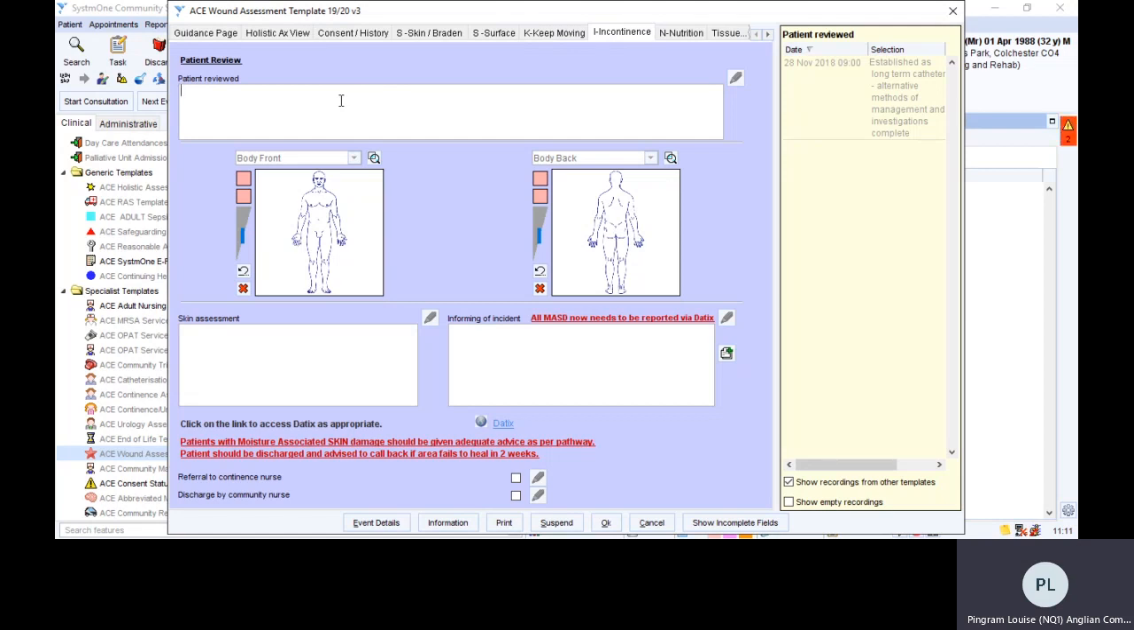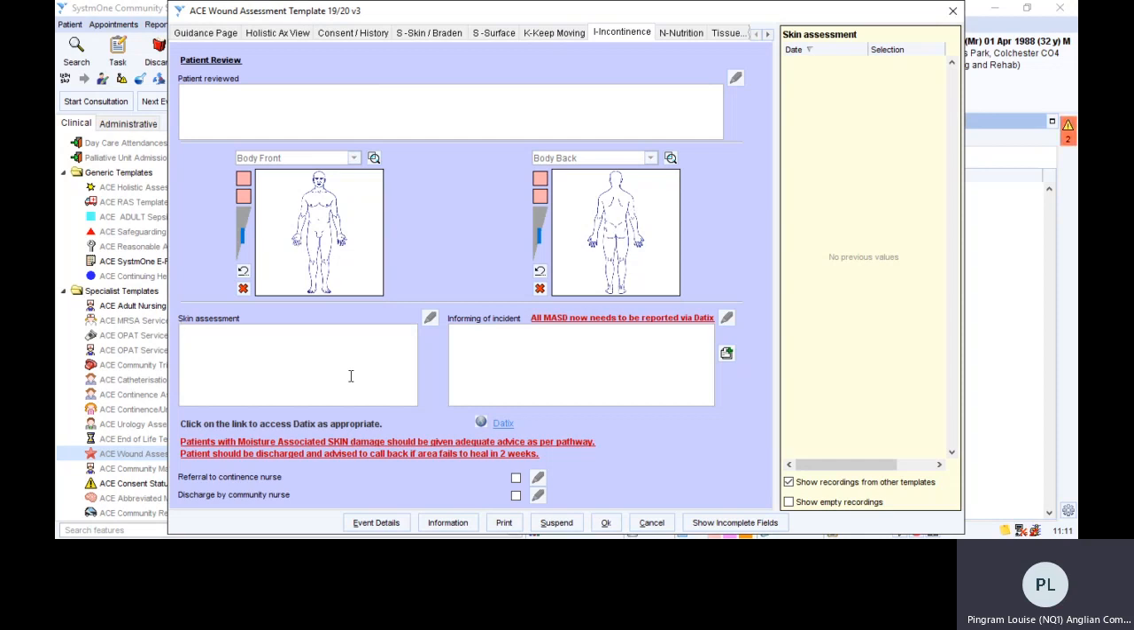So writing in there that actually it was butterflied on both sides, there is evidence of moisture damage, and the patient is incontinent. You'd write your reasons in there for that review of that patient and why you feel that was the case. And then in here, you'd obviously do your skin assessment to say that you've assessed this area of skin and this is what you found.